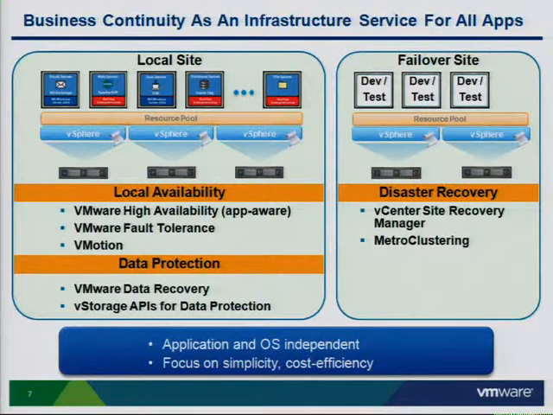So when you look at the three big pillars of business continuity for all applications that we provide to our customers, there are three major themes. The first is local availability, and I'll talk about capabilities such as VMware HA, high availability, fault tolerance, and vMotion. There are basic data protection capabilities, and we'll talk about VMware Data Recovery and what it does in terms of protecting your data, as well as the work we do with our ecosystem partners around what are called vStorage APIs for data protection.